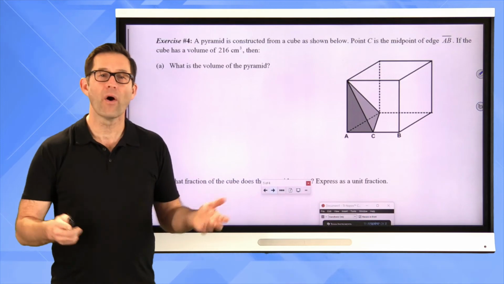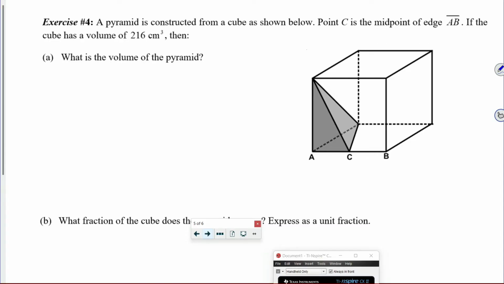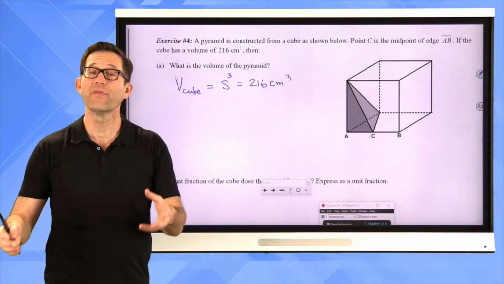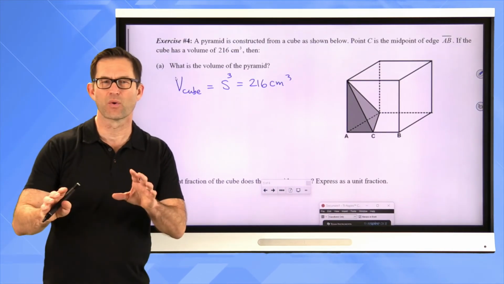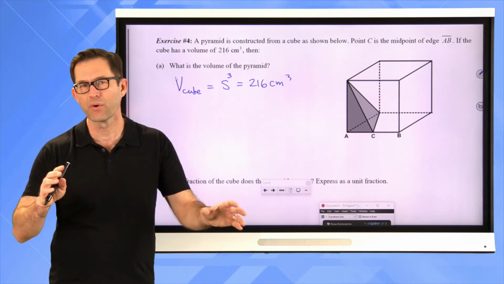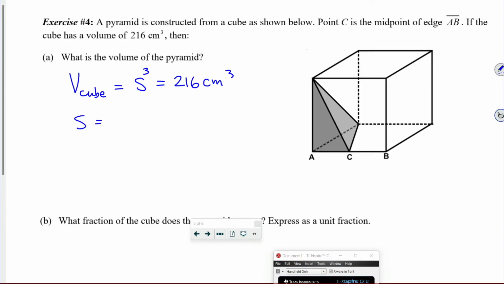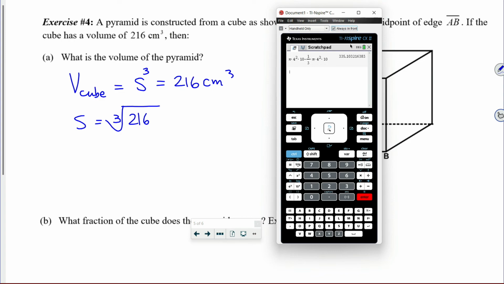All right. Well, the volume of any cube is literally its side length cubed, and we know that that's 216 cubic centimeters, right? Now, if we need to figure out what the actual side length is, and we can't work it out by just thinking about numbers and what it possibly could be, we can then always use the cube root option on our calculator.